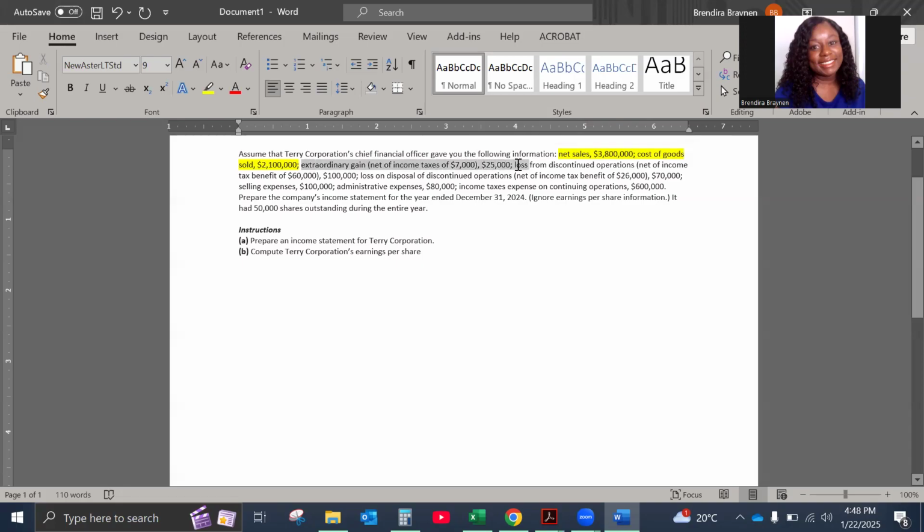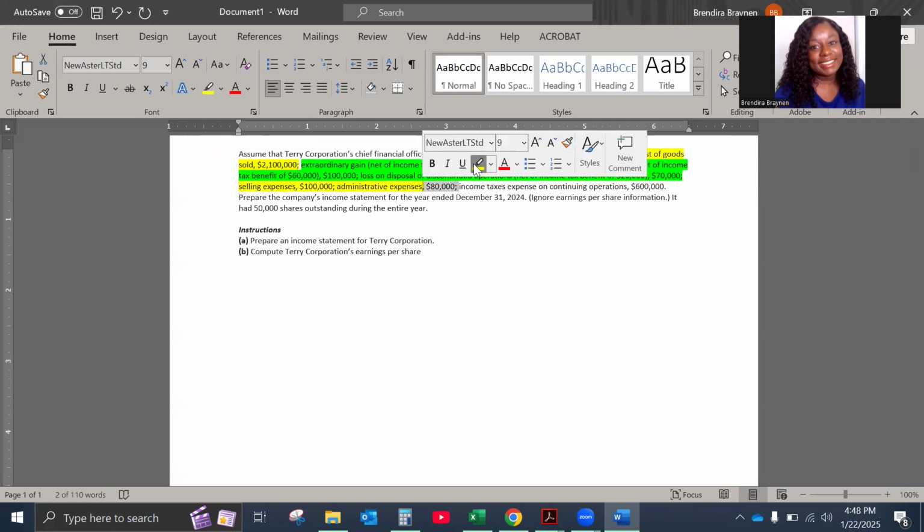So this loss from discontinued operations, net of income tax as well. Loss on disposal, net of income tax as well. These go in the same section for sure. And the 70,000 goes with that, sorry. We have selling expenses and administrative expenses. Those go in the yellow section, so those go with the items in yellow.